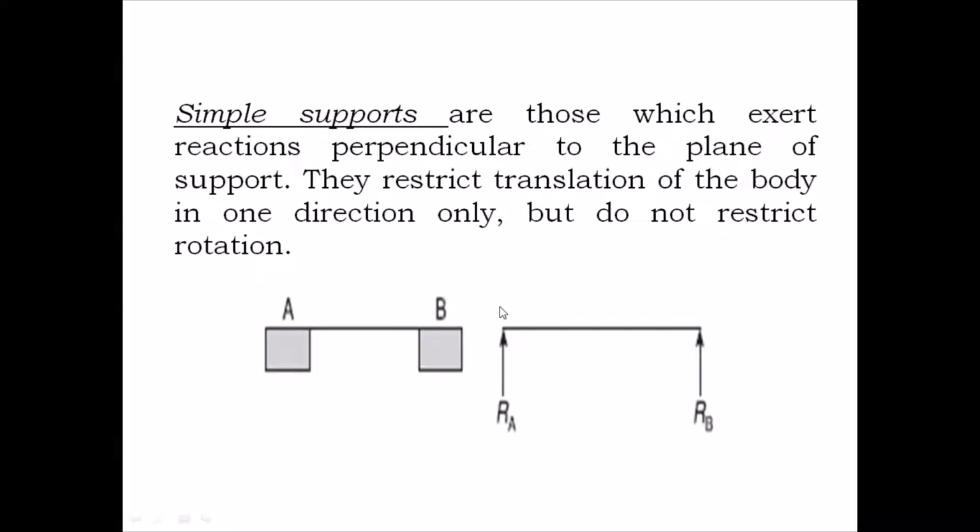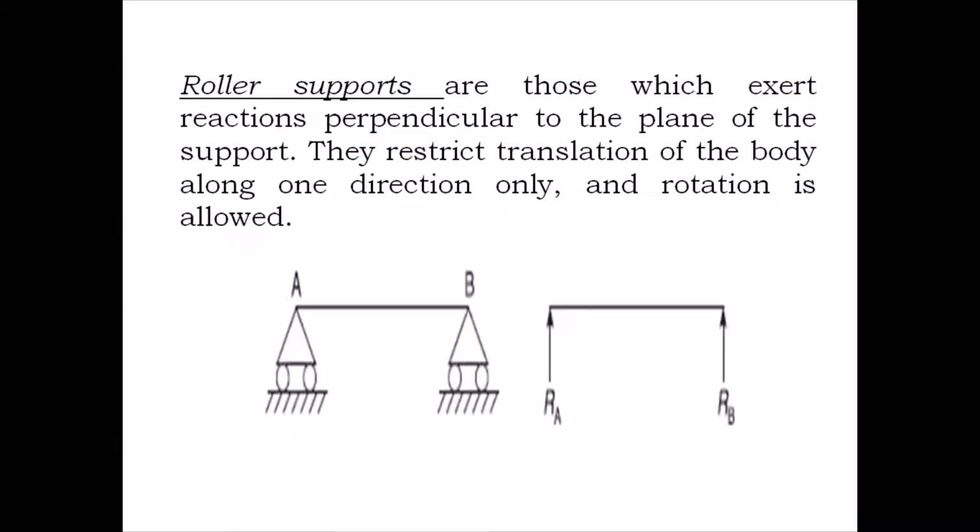Now let us come down to the next type of support, that is roller support. Roller support is also a similar kind of support to simple support. These roller supports are those which exert reactions perpendicular to the plane of support. They restrict the translation of body along one direction only, and rotation is allowed here. The same definition as that of simple support, so it does not take care of rotation.